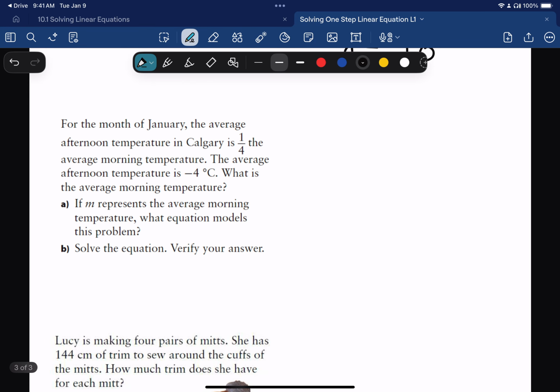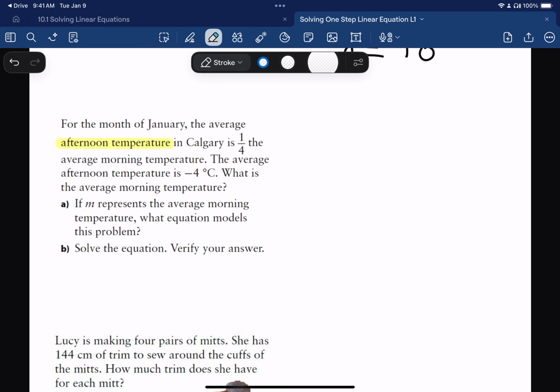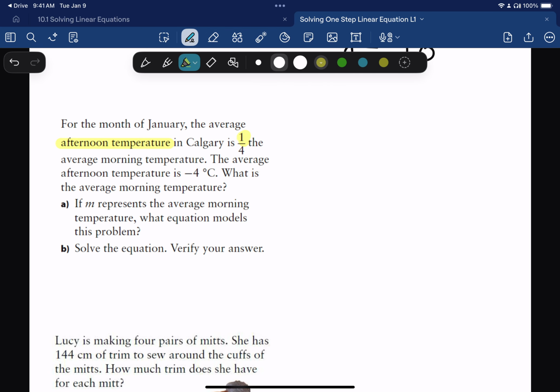For the month of January, the average afternoon temperature is 1/4 of the average morning temperature, okay? So that's some key information there, 1/4. The average afternoon temperature is -4 degrees. What is the average morning temperature? If M represents the average morning temperature, what equation models this problem?